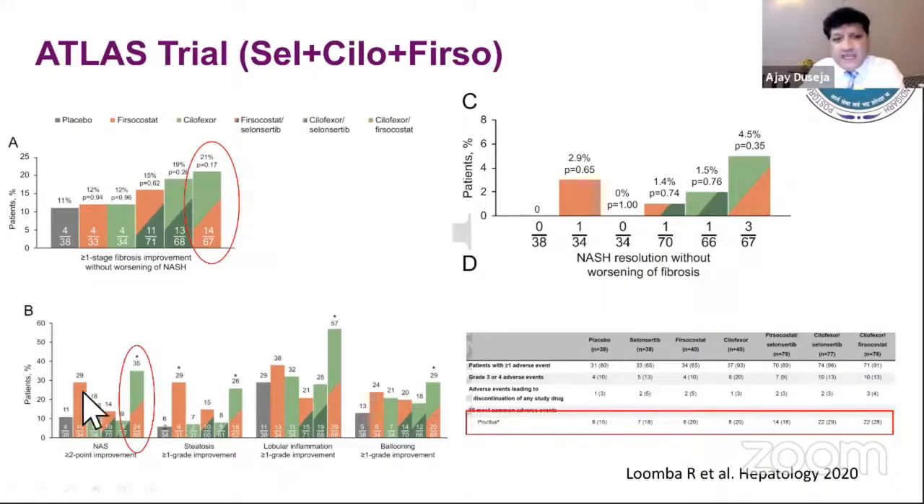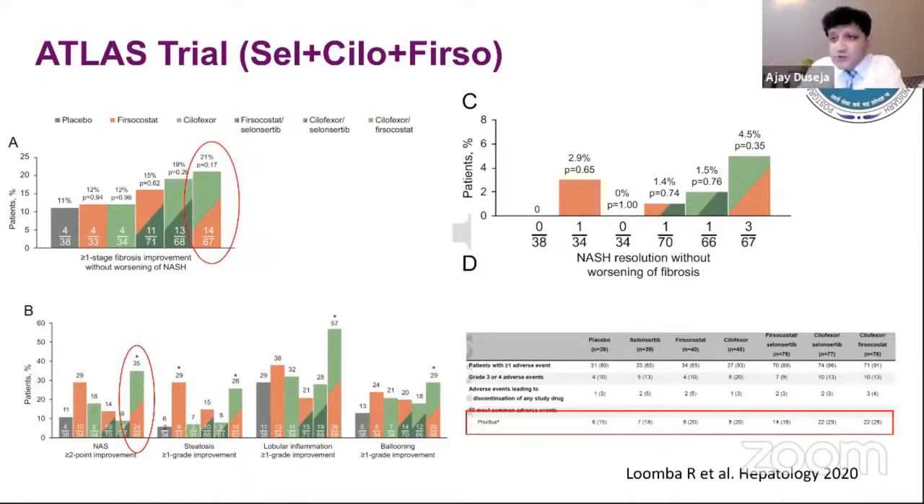But if you look at the improvement in the NAS score, this was statistically significant, 36% in the Firsocostat and cilofexor group in comparison to 11% in the placebo group. And if you look at the individual components, steatosis, lobular inflammation and ballooning, improvement was much more commonly seen in the Firsocostat, which is the ACC inhibitor, and cilofexor, which is an FXR agonist, group. Another important message from this study is that they used a lower dosage of cilofexor, which was 30 milligram. And when they looked at the incidence of pruritus, which we know in the REGENERATE trial was close to 50% with obeticholic acid.